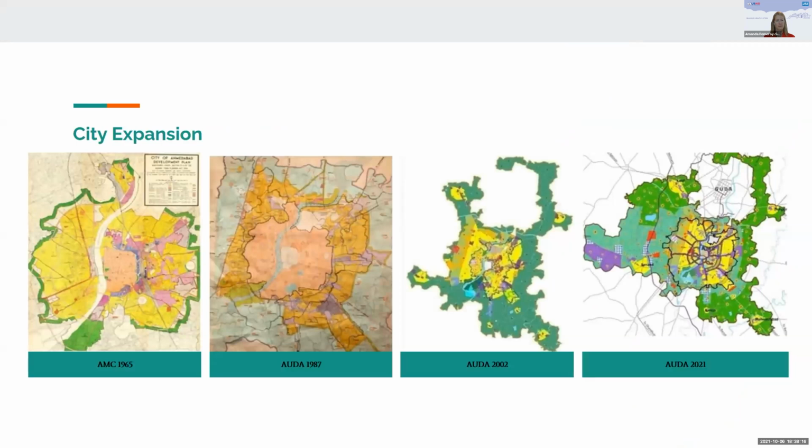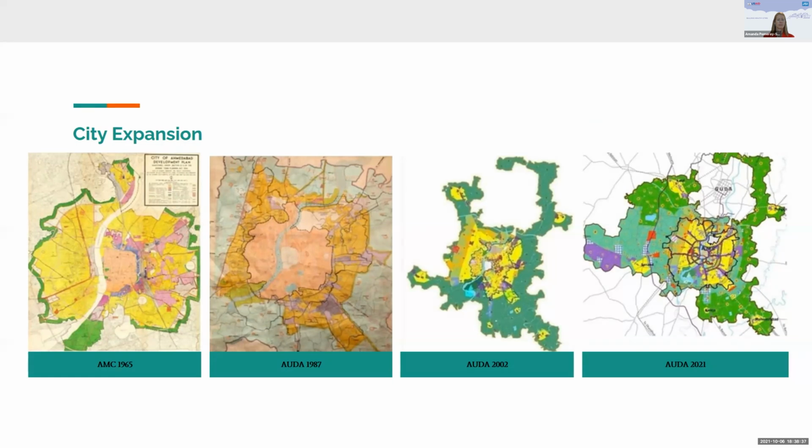Another case I would just bring up, since I'm located in Ahmedabad, I've been here for a long time, I will bring the case of Ahmedabad. If you look at the expansion of the city of Ahmedabad, the first graphic that you see, that was the Ahmedabad Municipal Corporation area in 1965. Now, beyond the walled city, the area did get the pink color that you see, those were the industrial pockets.